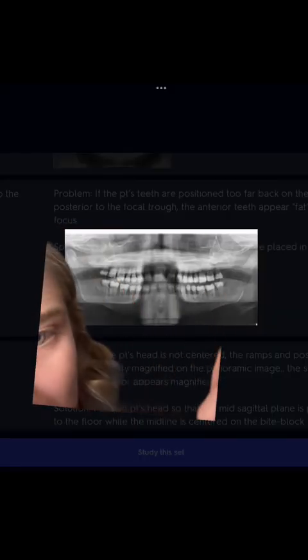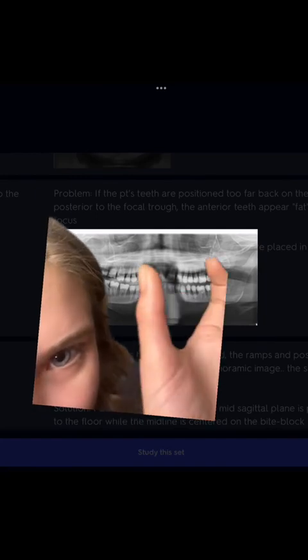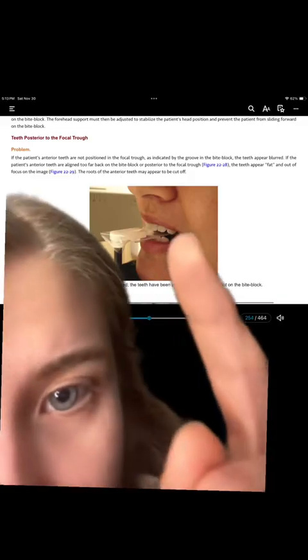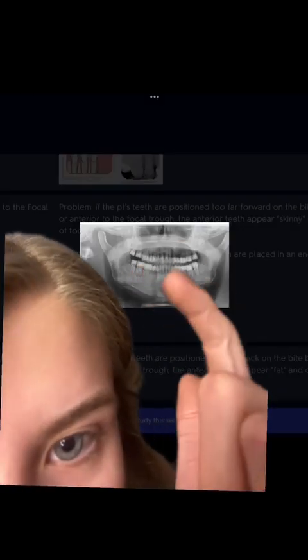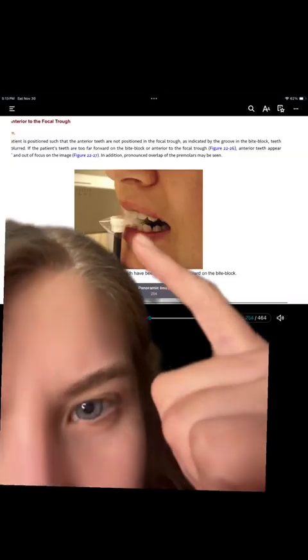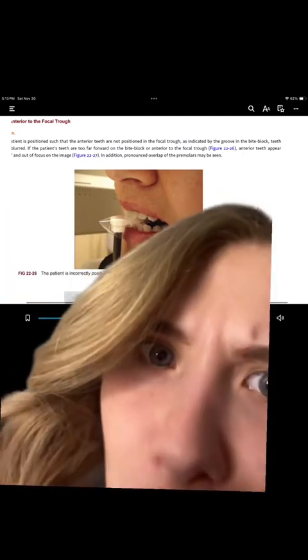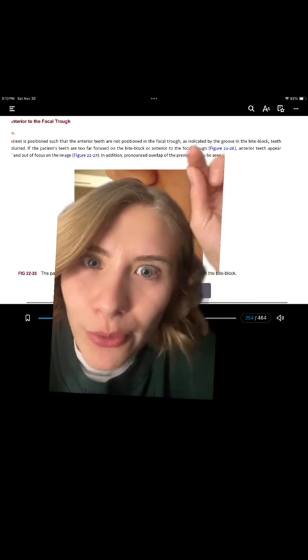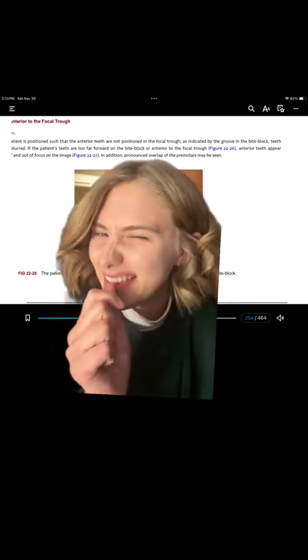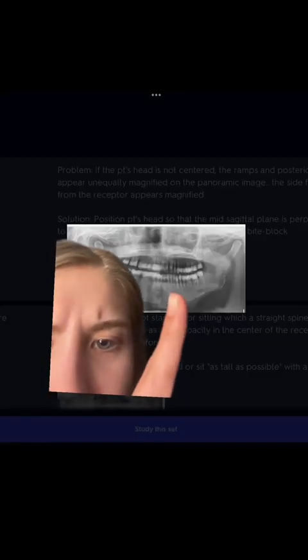So when this is like this and it's fat and blurry, it's because they're biting the very end. So they're too far back. And when they're like this, they're really skinny. That's when they're too far forward. They're putting a little too much in there. So that's how you understand the focal trough, right? Is it slowly piecing together? This one kind of looks like they're too far forward, but also that they have their head tilted.